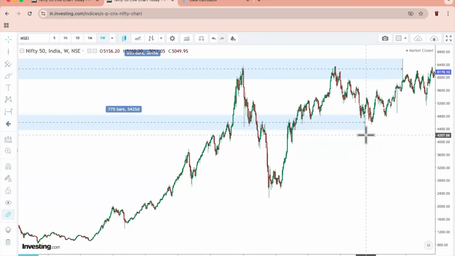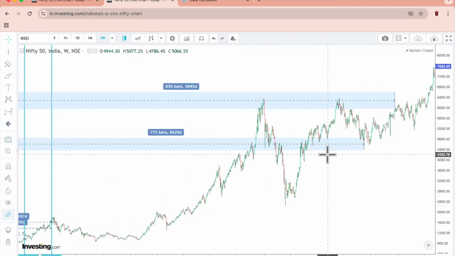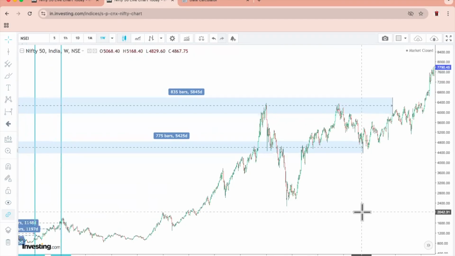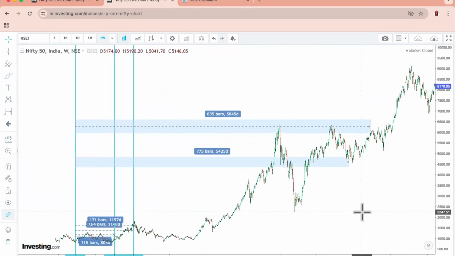So 775 is somewhere around just nearer to this low. And if we consider 835, this is again somewhere around nearby. So probably we know that, okay, this is the bottom. This is just nearer to a high or something like that. Let's try to consider 775 number of months also accordingly. So we'll go for a monthly candle.